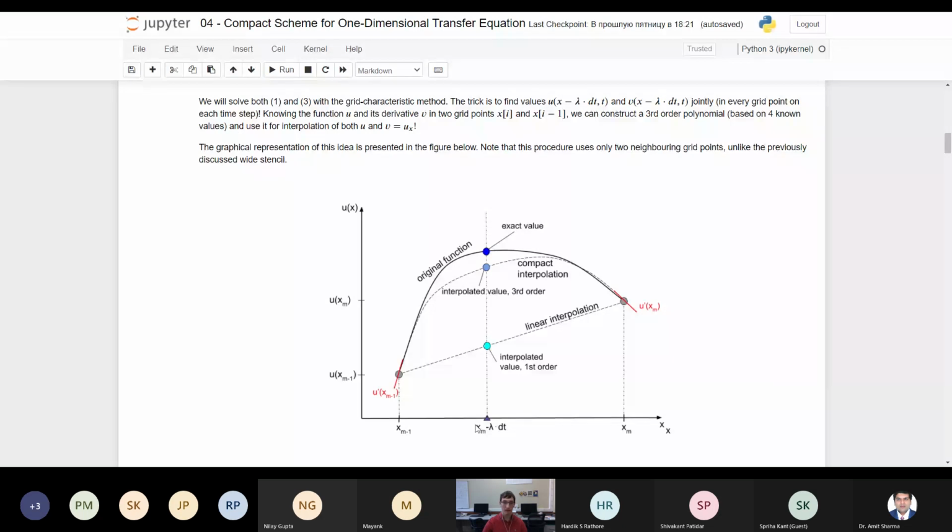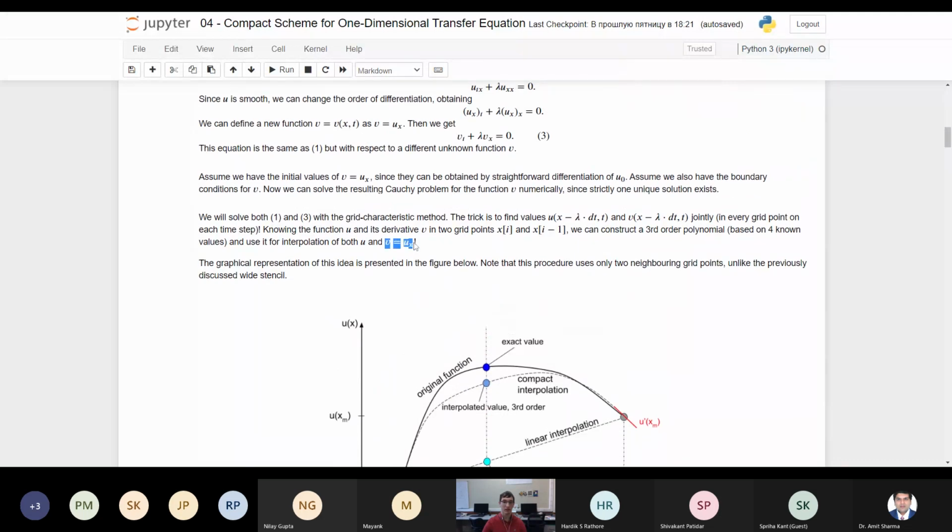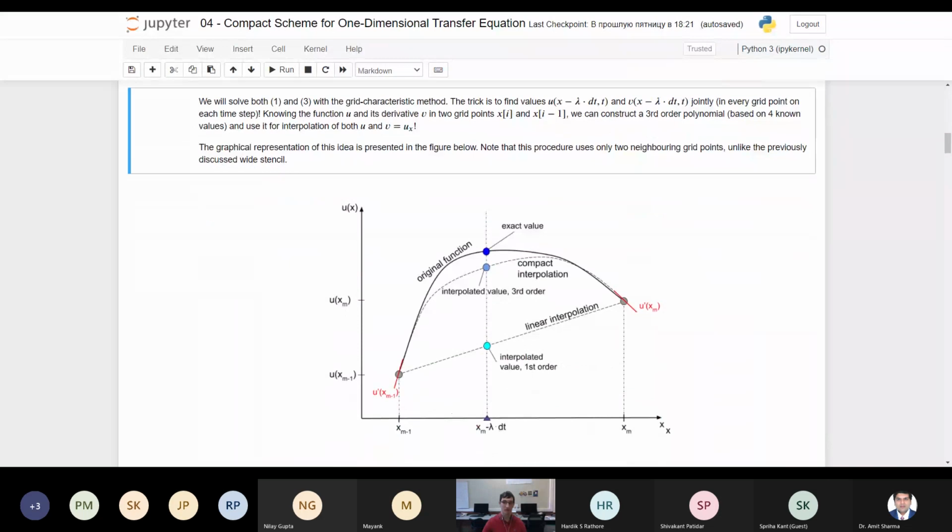However, if we know the derivatives at this point and this point, and we know them because they are values of the function v, because we know that function v is the derivative of the u function. And these derivatives set the direction of our function in these points, which allows us to construct a third-order polynomial.